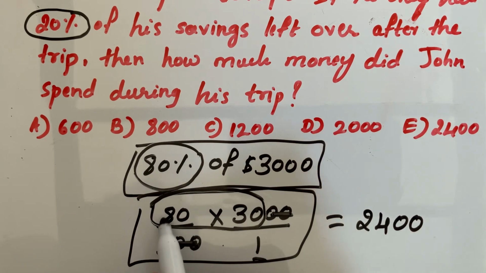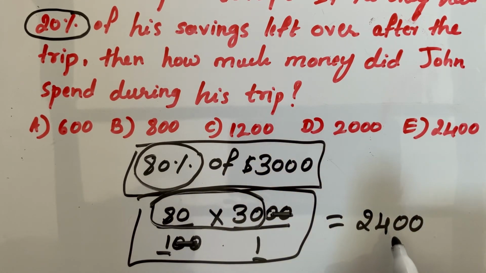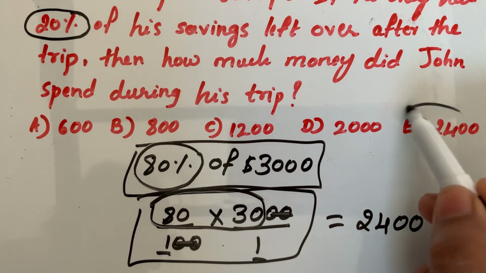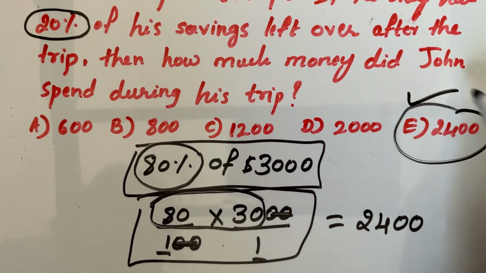2,400. 8 times 3 is 24 and there are 2 zeros, $2,400. How much money did John spend during his trip? $2,400. That's option E.